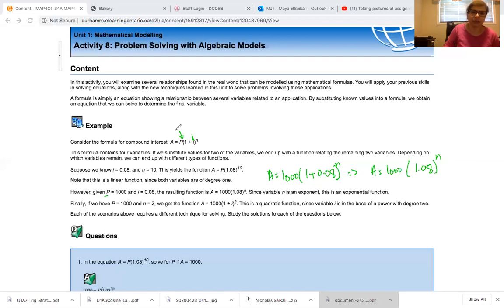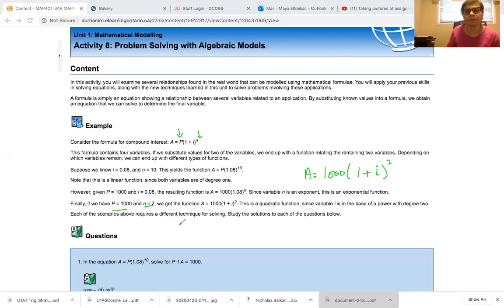So this is going to give you an exponential function. Now, another simple example here. We're still dealing with the same equation, right? So if they give you P as 1,000 and N as 2, okay? So you're replacing P with 1,000 and N with a 2. So in this case, I have A equals 1,000 times 1 plus I to the power of 2. Anything with exponent 2, what do we call that? Quadratic, right? Because this is a degree 2, we call this a quadratic equation.